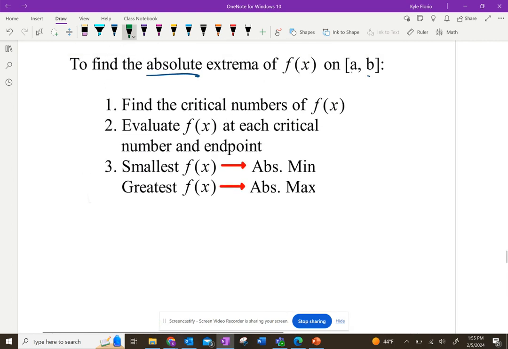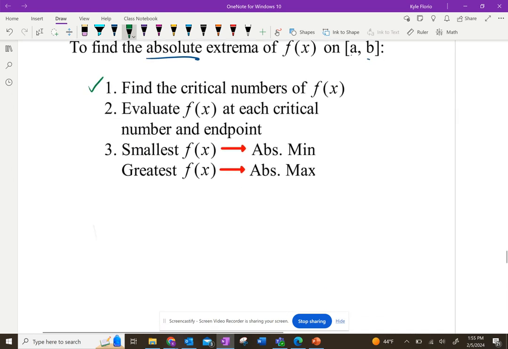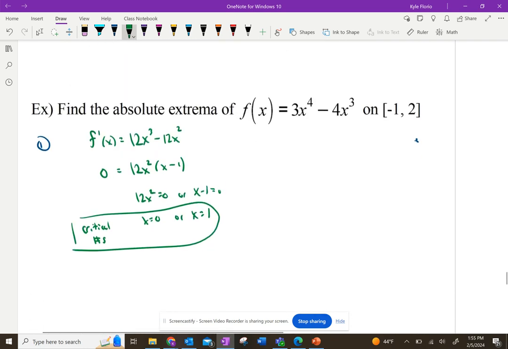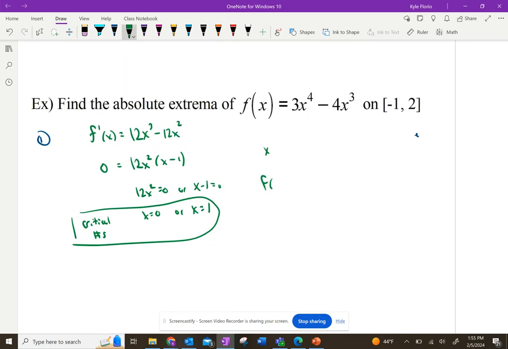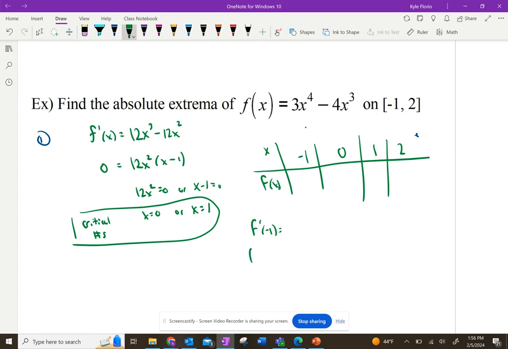Okay. So we found the critical numbers. Now we need to evaluate the function at each critical number and endpoint. So I'm just going to make a table here. If I have a relative extrema, it's going to be at 0 or 1. I might have a relative max or relative min. I could also have an absolute extrema at my endpoints. So I've got to check -1 and 2. If I plug these numbers into my function, that'll tell me where my highest value is and where my lowest value is. So we've got to plug -1 in, plug 0 in, plug positive 1 in, and plug 2 in.